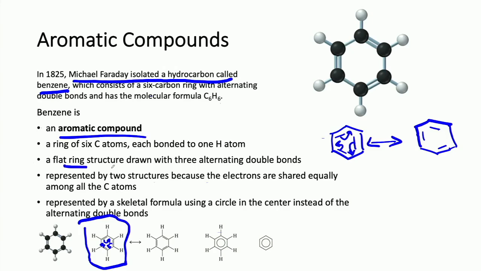These are flat and very stable structures, right? And this is the ball and stick, as you already know. This is the condensed. And then this is the line angle, right?